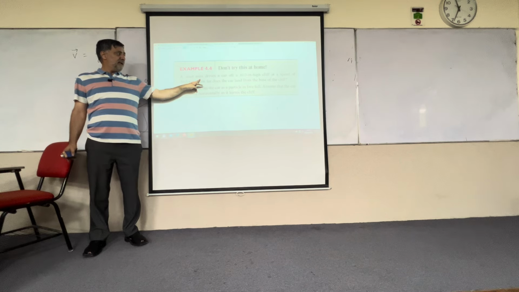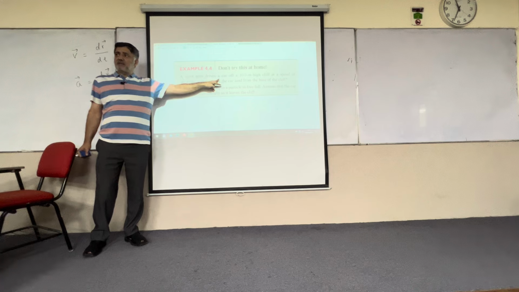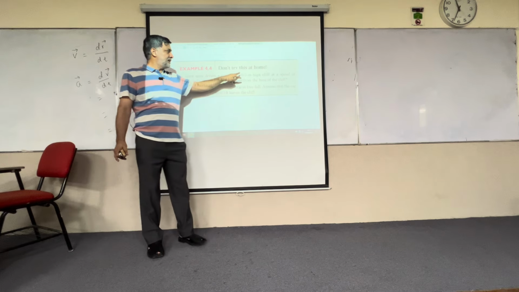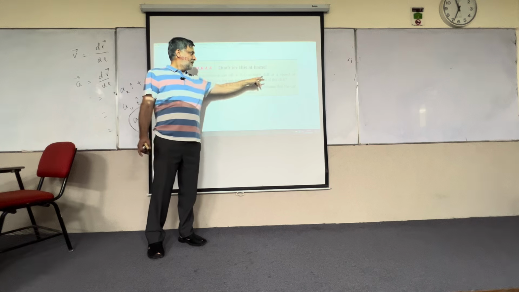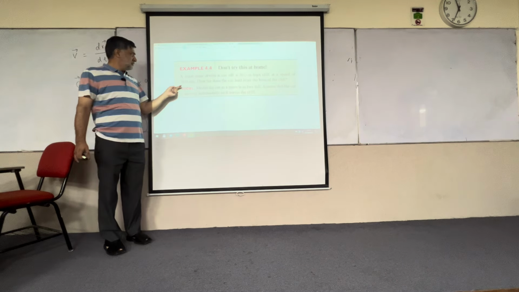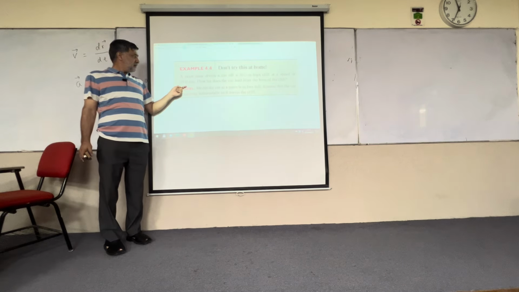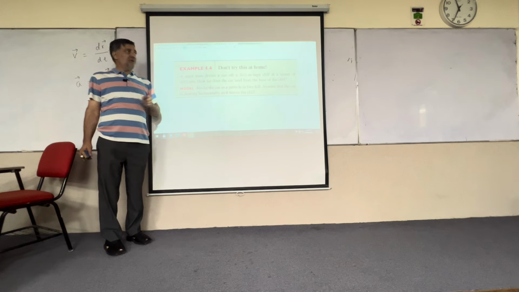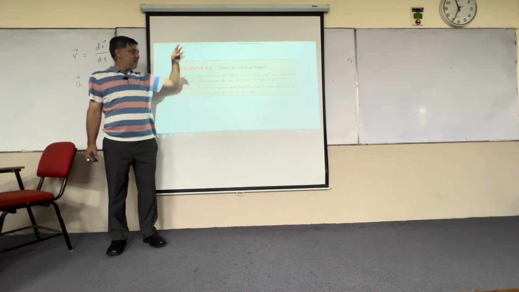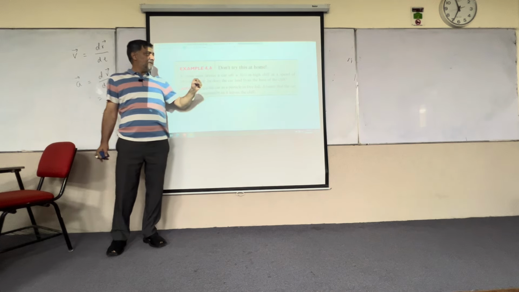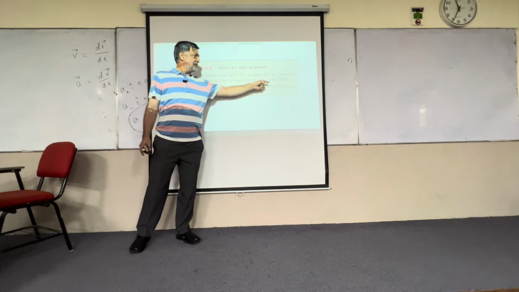A stunt man drives a car off a 10-meter high cliff at a speed of 20.0 meters per second. Okay. So what kind of motion is this? Horizontal. Okay. And at a height. How far does the car land from the base of the cliff?